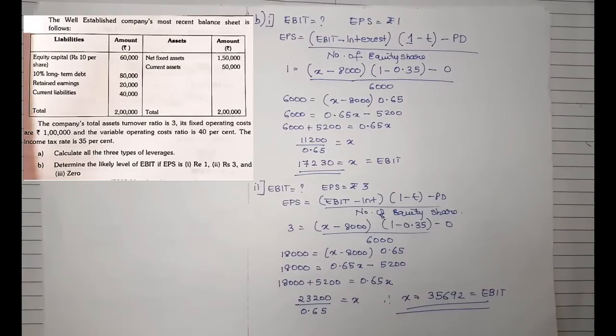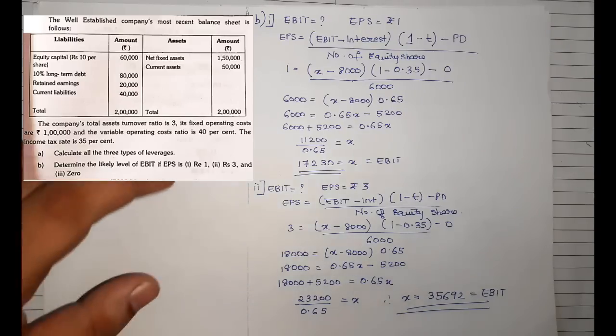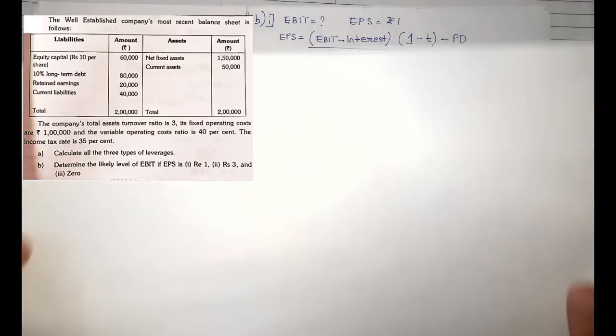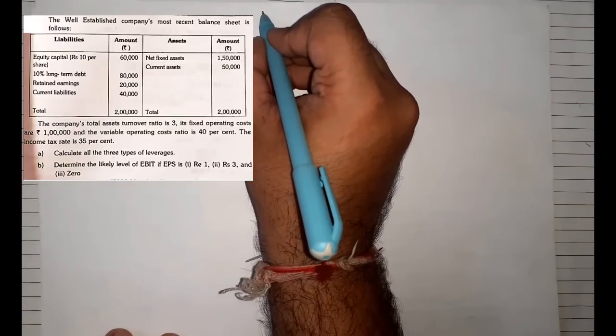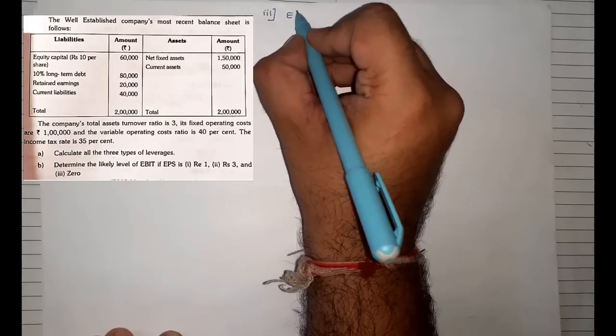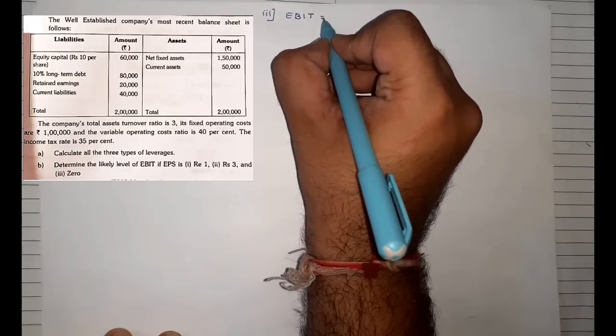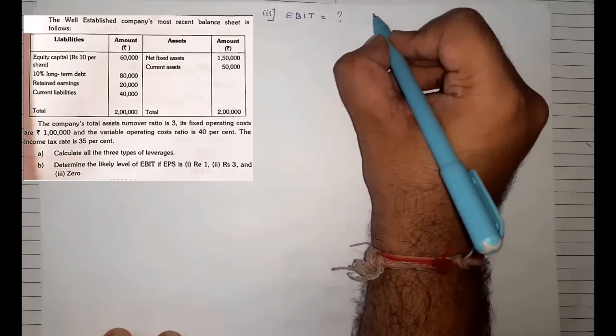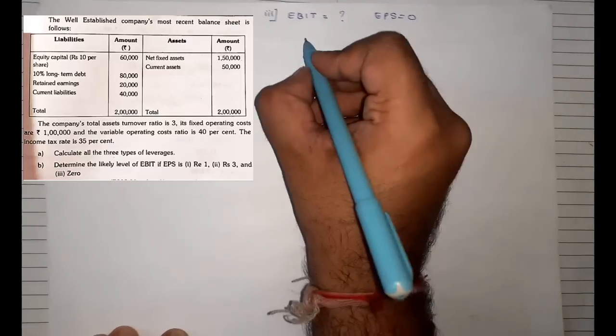Now similarly we will have to do it for the third case. So I will change the sheet. I hope everyone understood the first part. It's the same thing, but now there's a third option also available here. So we will just note down the third option. In the third option it is said to find the EBIT when your EPS is 0.